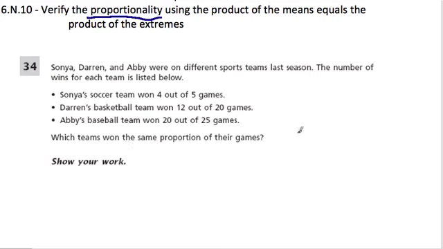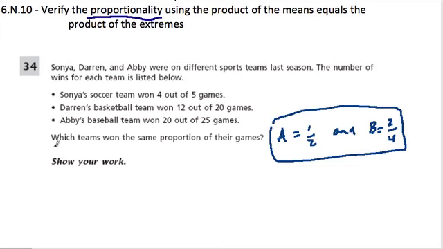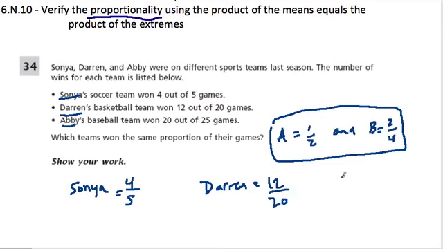So for example, if Team A won 1 out of 2 games and Team B won 2 out of 4, you'd say, oh, they both won half of their games. That's proportional, right? 2 equal fractions. So all they're asking you here is which team had an equal fraction. We have Sonia with 4 out of 5, and Darren with 12 out of 20, and Abby with 20 out of 25. Okay, what do we do?